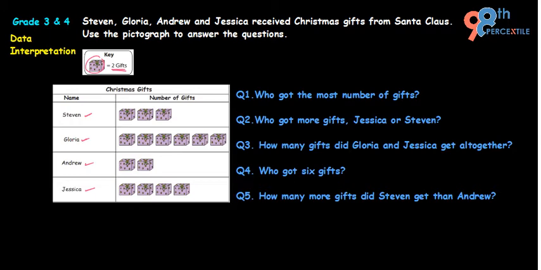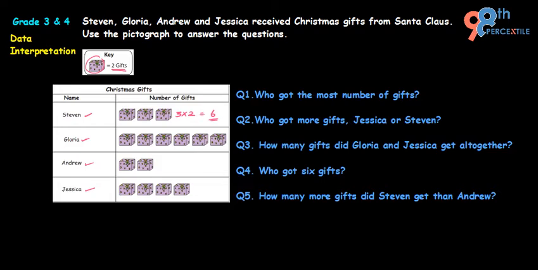So if one box equals two gifts, let us revisit our multiplication concept again. Here I have 1, 2, 3. So 3 boxes would equal 3 times 2, that equals 6 gifts. So Stephen is getting 6 gifts.